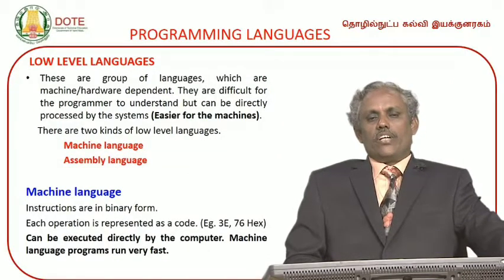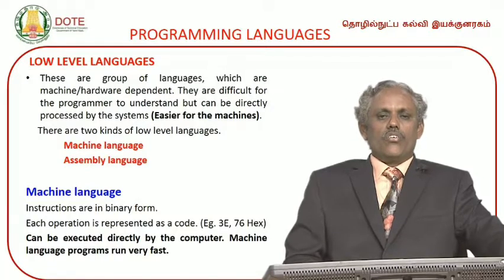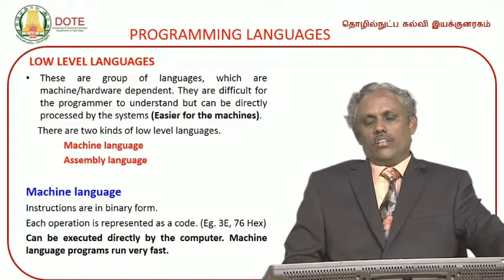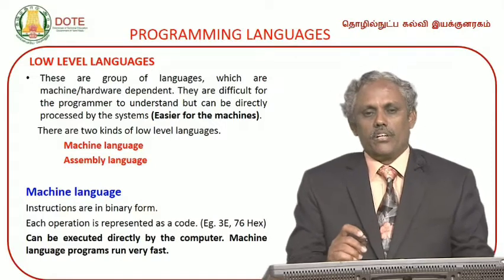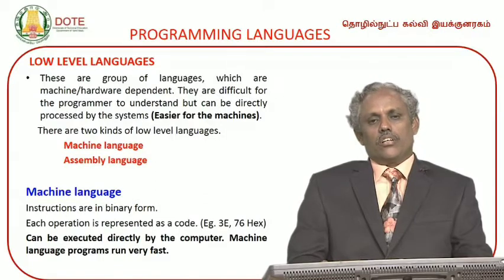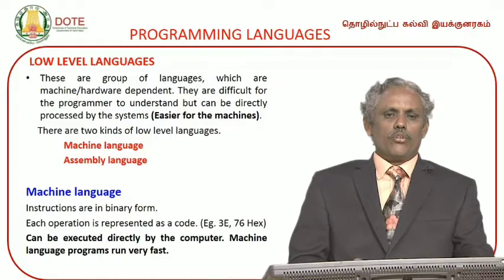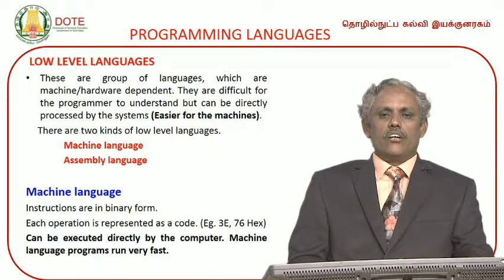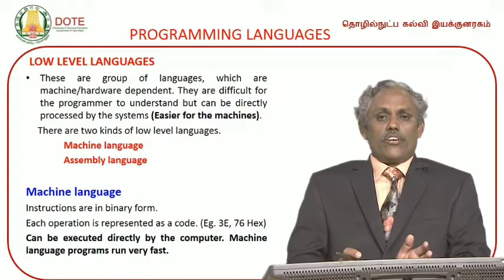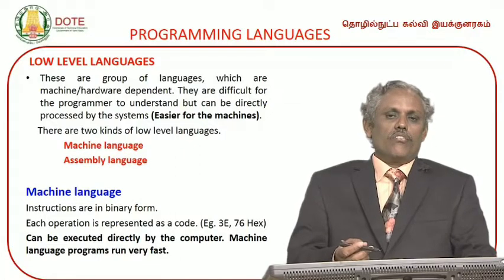So, low level languages are a group of languages which are hardware dependent. The low level languages are hardware dependent, that means they depend on the processor, the instructions of the microprocessor used in the system. They are difficult for the programmer to understand but can be directly processed by the system. That means, the low level languages are easier for the machine, difficult for the human.